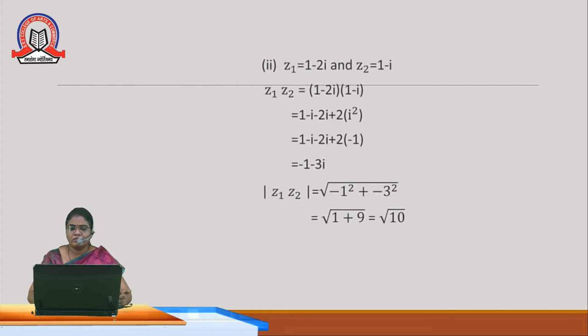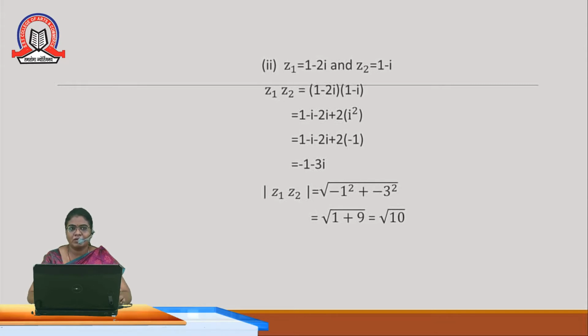Second, we are going to see direct multiplication of z1 and z2. Then we are taking the modulus. So z1 into z2, as usual, multiplication of two complex numbers, we are getting the answer minus 1 minus 3i. After that, we are taking the modulus.